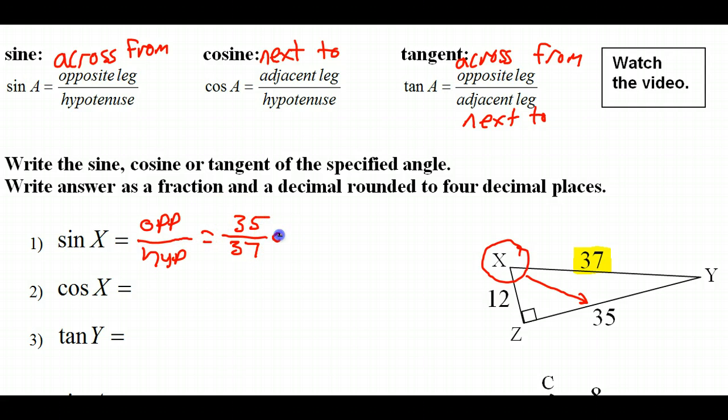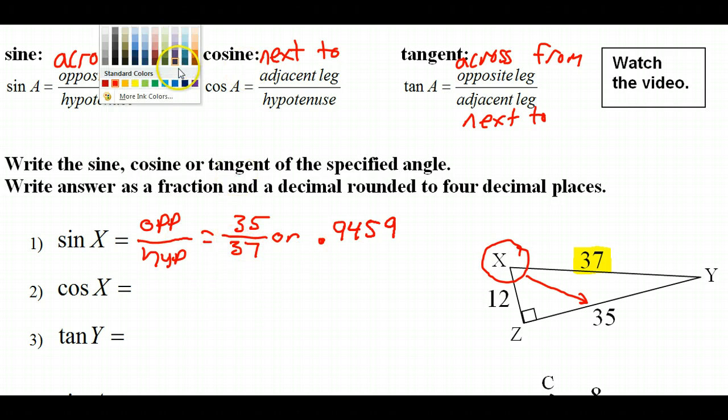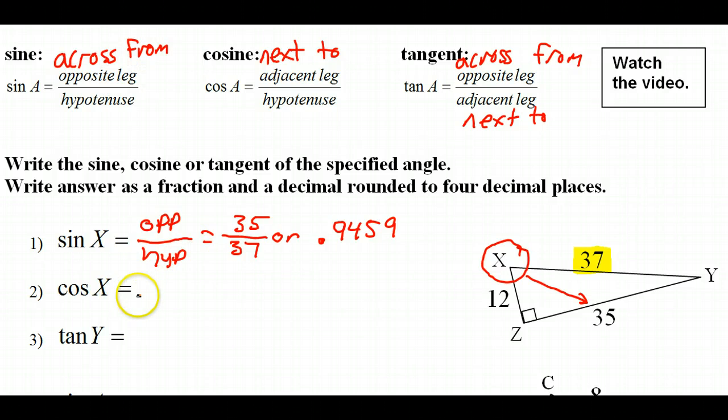The directions say to write it as a fraction and a decimal rounded to 4 decimal places. So go ahead and do 35 divided by 37 in your calculator and tell me the decimal to 4 decimal places. 0.9459. Okay, so that would be the answer to problem number 1. Let's do problem number 2. The minute you understand, start working ahead of me.